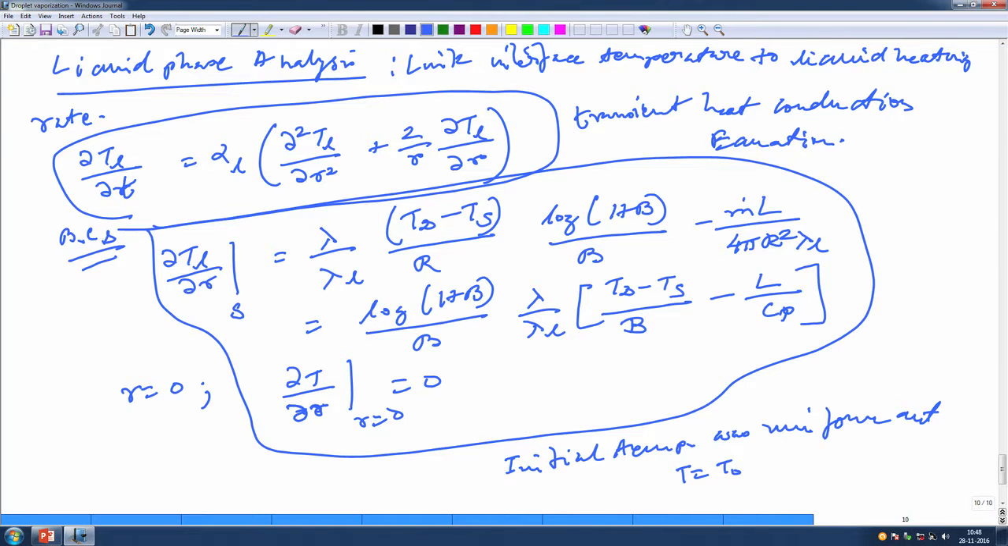Okay. So, that we had done with that. So, that is the symmetry condition. Okay. So, how about estimating? You need to solve this equation. You need to basically solve this equation to get an idea of what will be the interface temperature and how it is linked with the liquid heating rate.